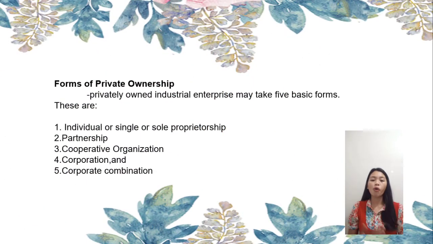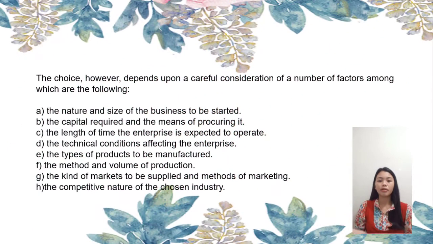So there are forms of private ownership. A privately owned industrial enterprise may take five basic forms. These are, first, individual or single or sole proprietorship; second, partnership; third, cooperative organization; fourth, corporation; and lastly, the corporate combination. Any business enterprise may be organized according to any of the above-mentioned forms.